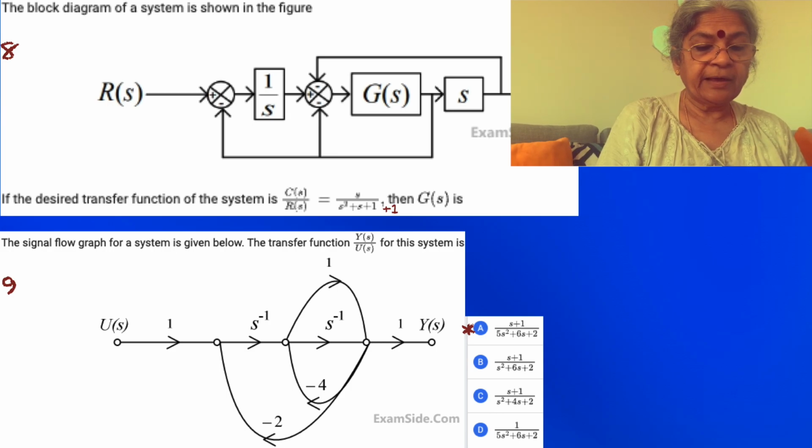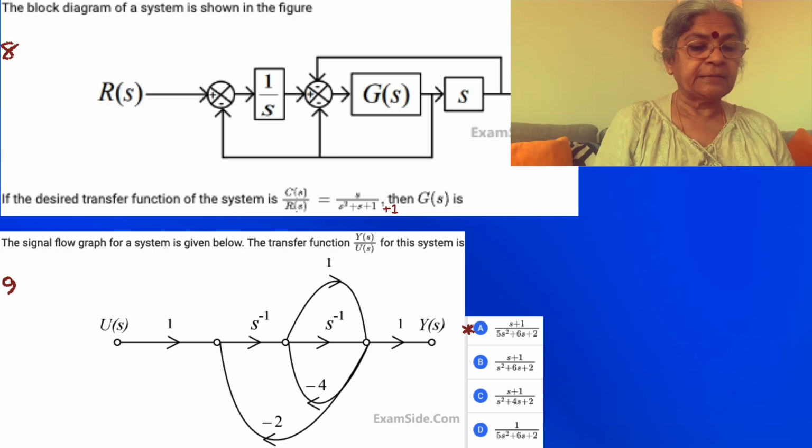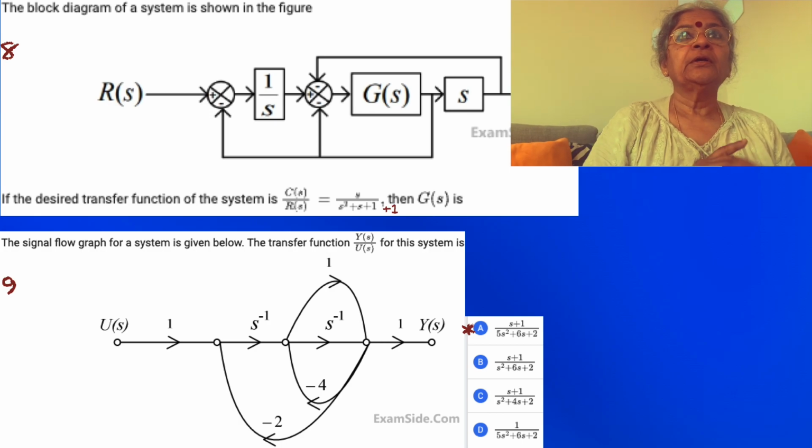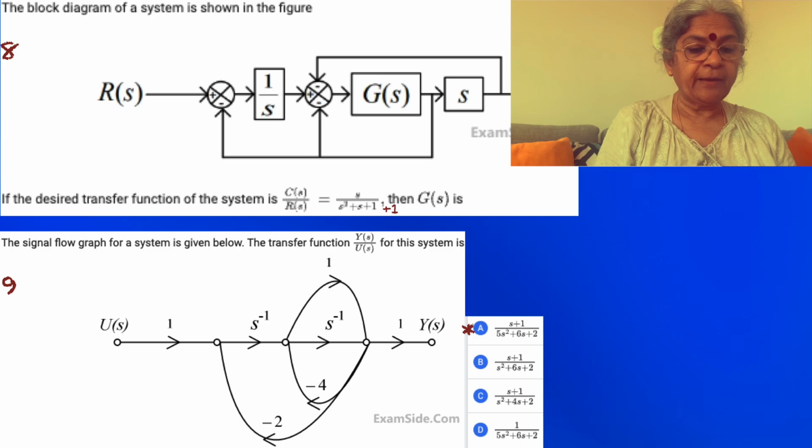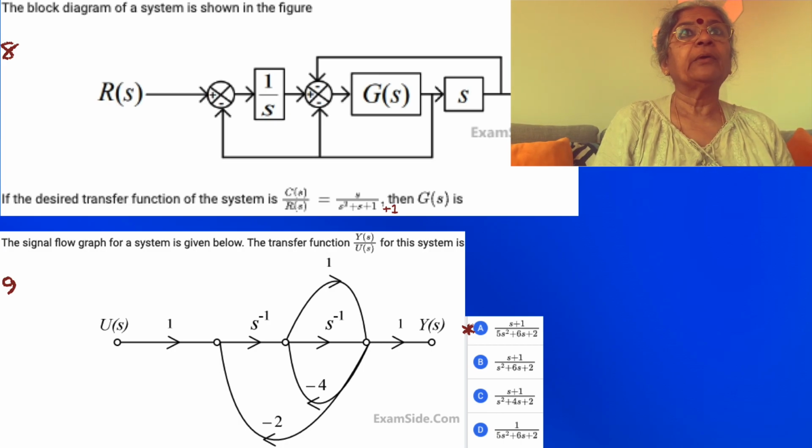Okay, so now what we have: a signal flow graph for a system is given below. The transfer function Y(s) by U(s) for the system is... Okay, so as usual, job number one is to collect the feed forward paths. What are they? We have s raised to minus 1 into s raised to minus 1 into 1 and 1. Okay, so we have 1 by s square. So 1 by s square is one of them, and you also have an additional path where s raised to minus 1, 1 and 1 alone are included. Okay, so we are having 1 by s square plus 1 by s.